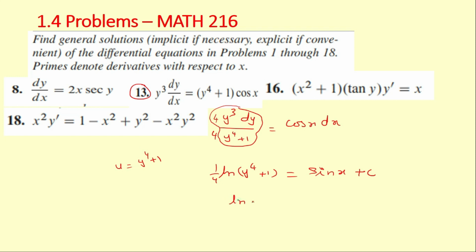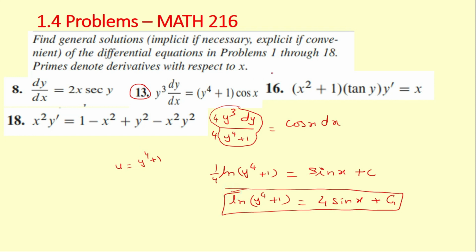And we will get ln of y raised to 4 plus 1 on the left hand side, which is equal to 4 times sin x and 4 times c is another constant, call it big C. Okay, and you can stop here. Otherwise, if you want to remove ln, you can take the exponential on both sides, but as per the textbook this is the answer. Okay, we can stop here.